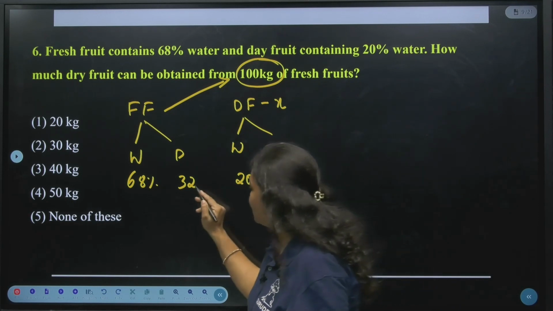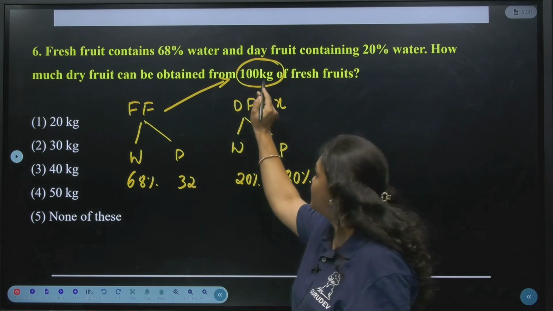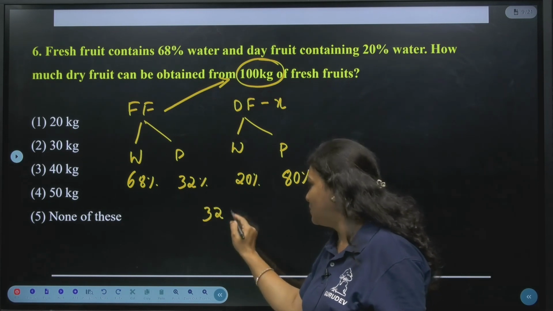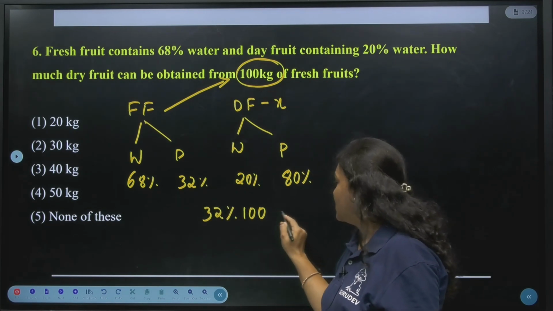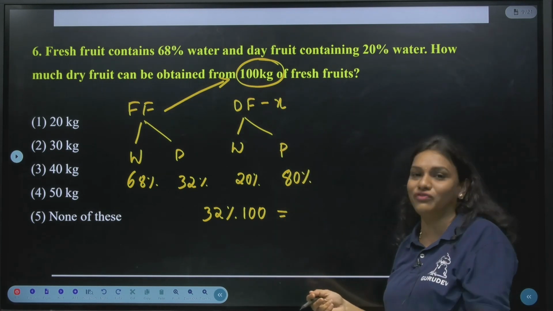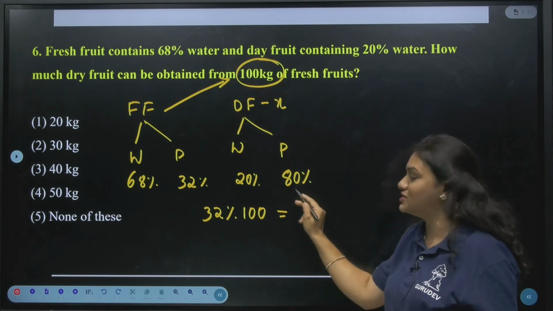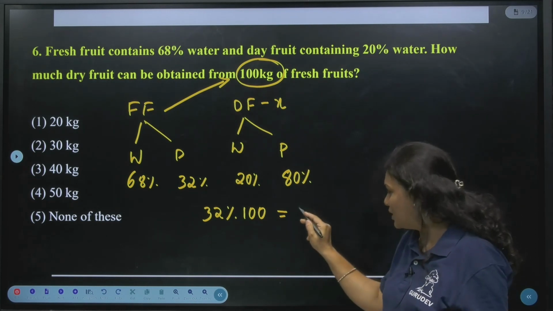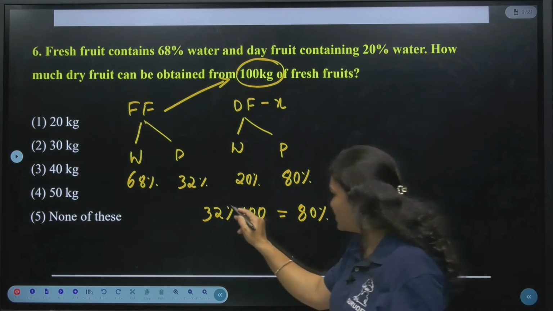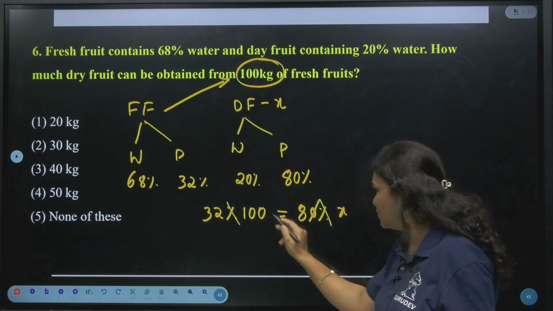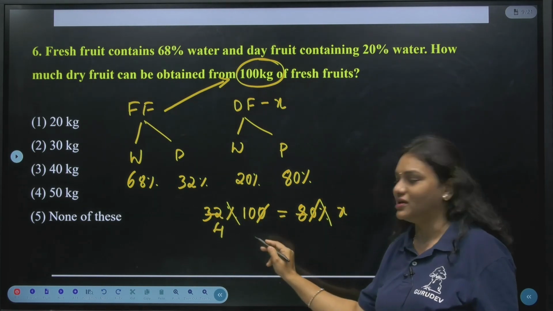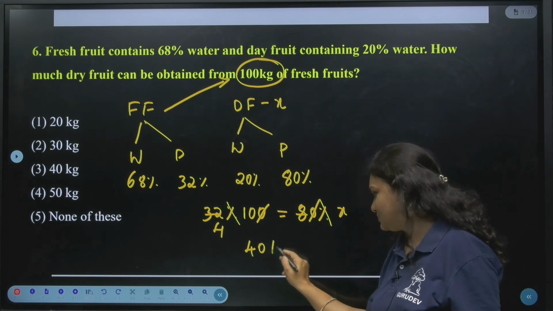Using that logic, in this 100 kg, 32% is pulp. So 32% of 100 is equal to 80% of X, because in the case of dry fruit, the quantity of pulp is 80% of X, and X is what we need to find out. Now just simplify the equation: percentage, 1 0 1 0, 8 fours are 32. So 4 into 10 is 40 kg.